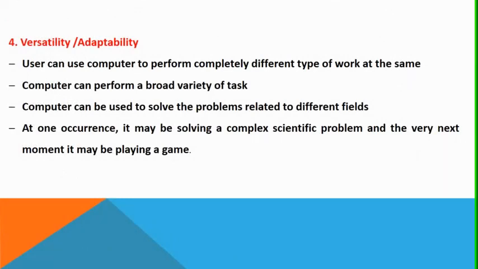Versatility. The user can use a computer to perform completely different types of work at the same time, because the computer can perform a broader variety of tasks at the same time. It can be used to solve problems related to different fields at the same time. At one moment, it may be solving a complex scientific problem, and the very next moment it may be playing a game. All this may be done at the same time.